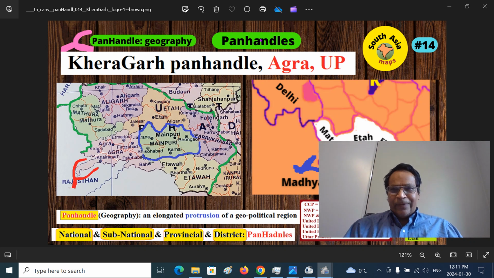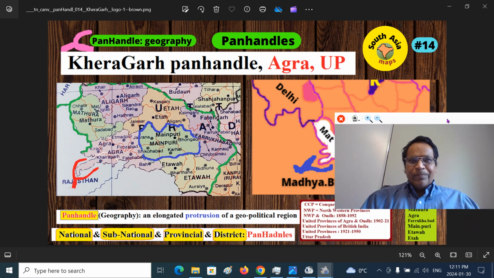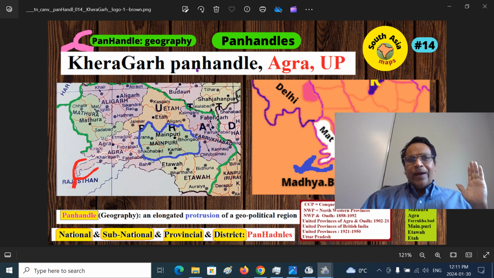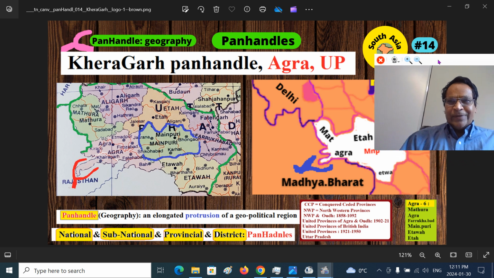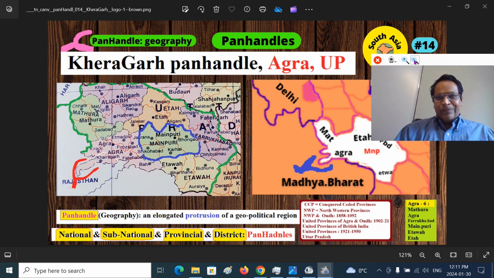Mitranam, today we are continuing our fascinating series called Panhandles, which are essentially a type of geographical region. This is part 14 of that series, and today we are looking at the KheraGarh panhandle of the Agra district, or Agra division, of United Provinces or Uttar Pradesh of Bharat in the Ganga Maidan, the Indo-Gangetic Plains.